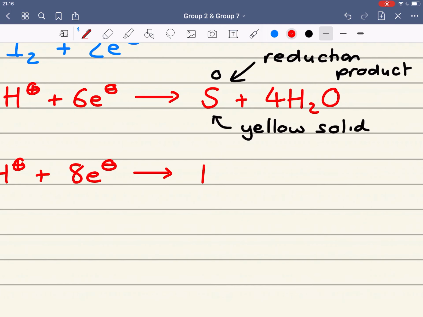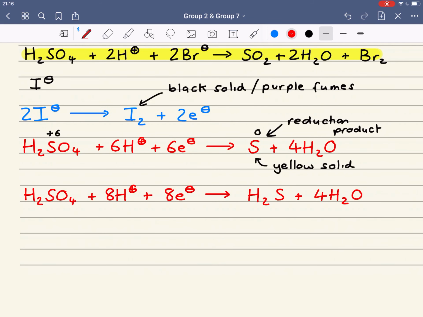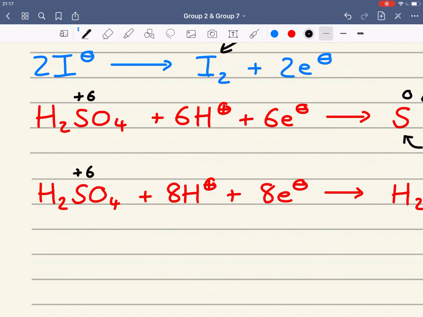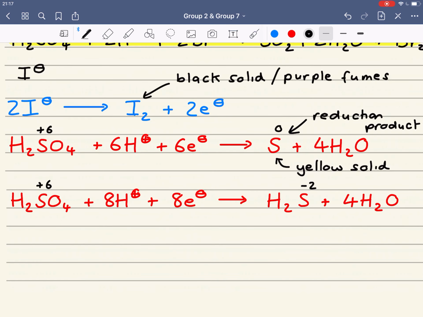So we get now H2S and four H2Os. And again, hopefully you can see that it all balances. We've got an oxidation state here of +6, and now it's gone down to -2. So +6 to -2 is an 8 electron change.